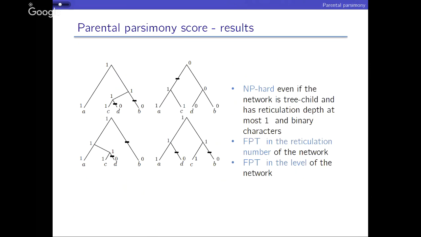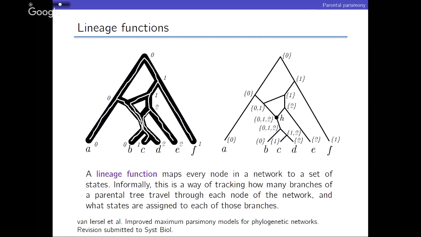We studied this parental parsimony score from a complexity point of view, and again we get an NP-hardness result for a pretty tree-like network and binary character. But in this case, again, the problem is FPT in the reticulation number and in the level of the network. To prove that, we used what we call a lineage function, which is just a function that maps each node of a network into a set of states. It's a way of tracking how many branches of the parental tree travel through each node of the network and what state is assigned to each of those branches.